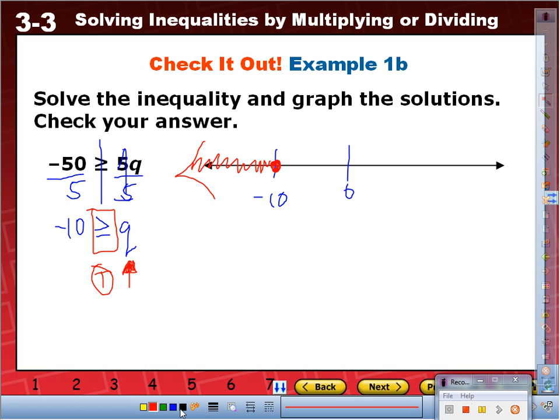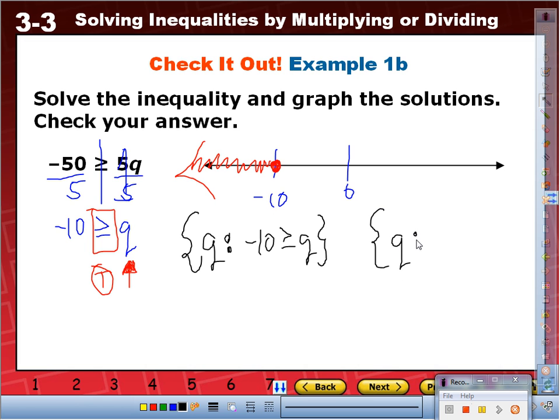So now let's check it. Oh, my bad, no, my solution set. Solution set is all numbers q such that negative 10 is greater than or equal to q. However, I'm going to ask you to rewrite this. Check this out. Solution set is for all numbers q such that q, look at that. Everybody look up. Notice that the arrow is pointing to the q, isn't it? So I point the arrow to the q and write the negative 10 after that. That's good.